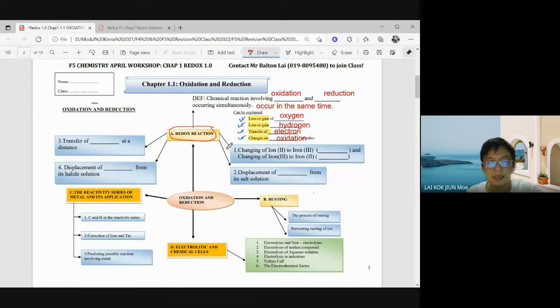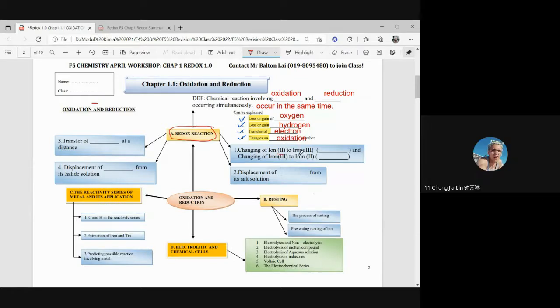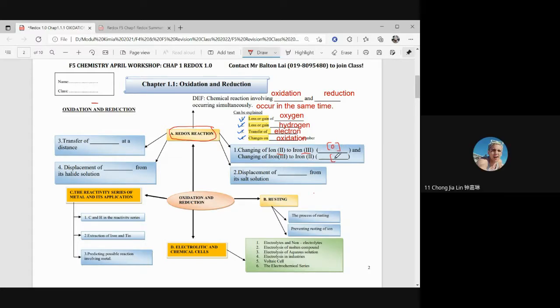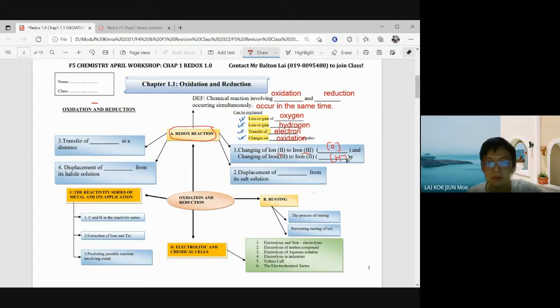So the first one, Jialing, can you read out? Changing of iron 2 to iron 3. What reaction is this? Oxidation. Very good. How about 3 to 2? Reduction. So this is the first reaction we will study in the syllabus. The second reaction we study is displacement of what? Displacement of the metal from the salt solution. Metal, we will displace the metal.